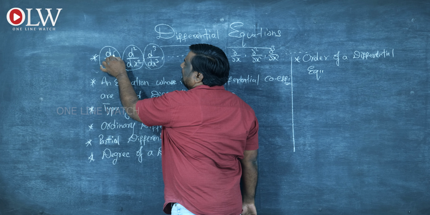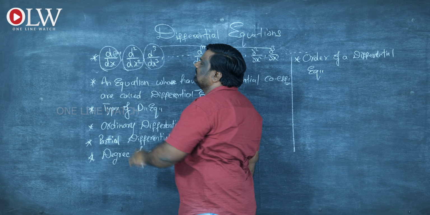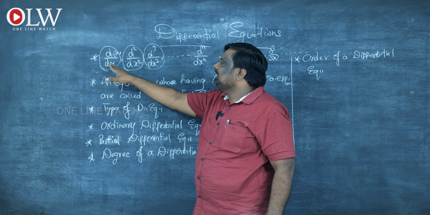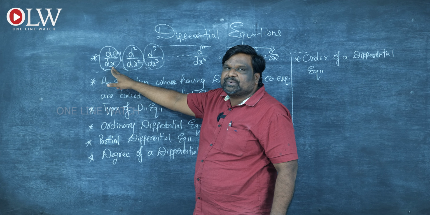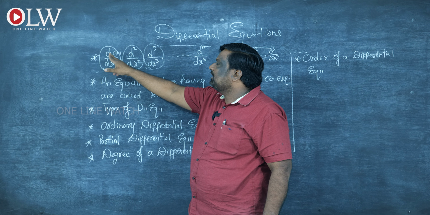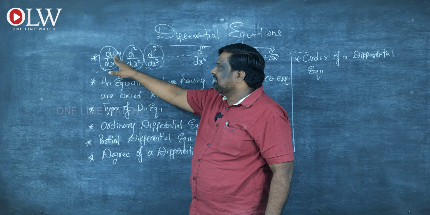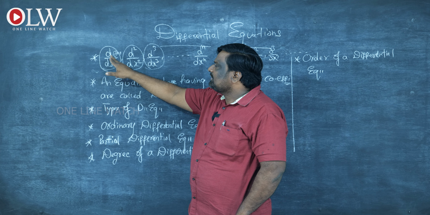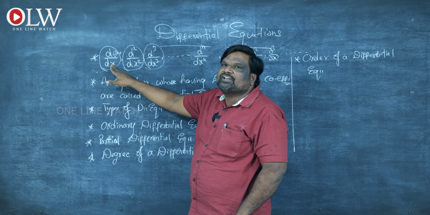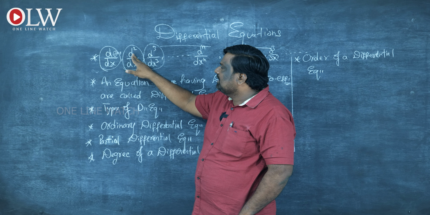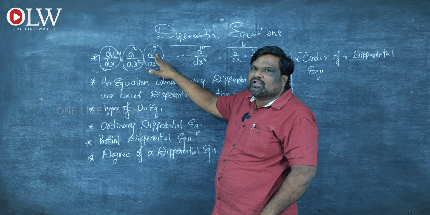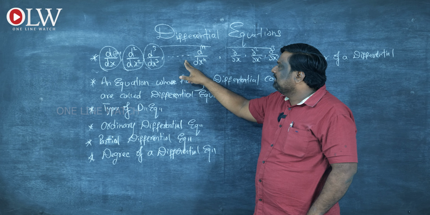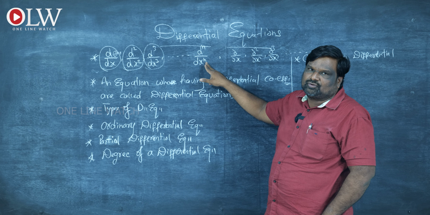d by dx is a differential coefficient and its order is only 1 because it is a single derivative. If we take a function f of x and take the derivative with respect to x only, that is d by dx of f of x, this is a first order differential coefficient. Similarly, this is a second order differential coefficient, this is a third order differential coefficient, and similarly this is the nth order differential coefficient.